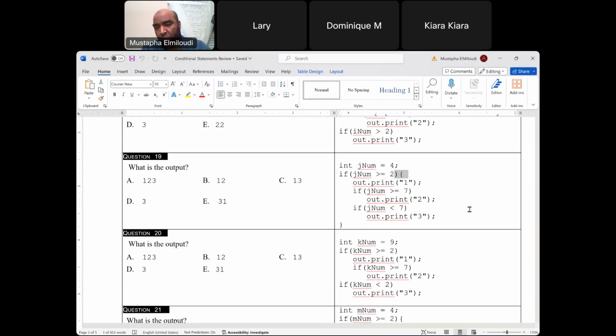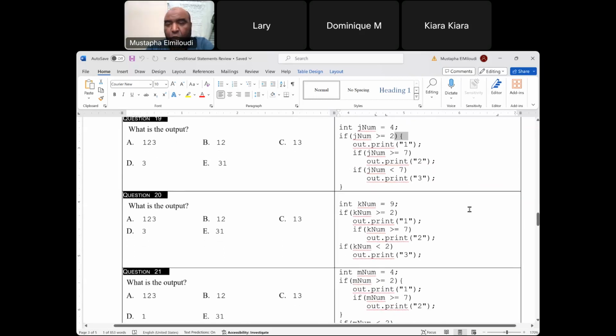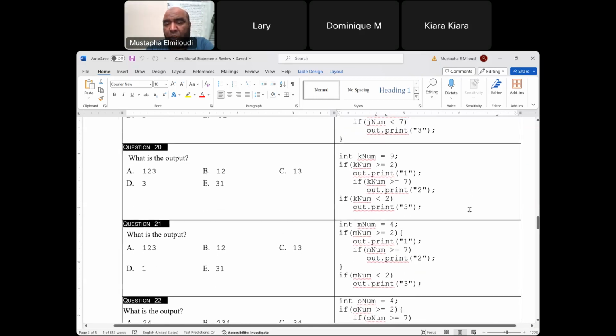But since it is true, then the program will go inside and then one by one. It's going to print 1, check the second one. So this statement happens only because the first one is true. So you printed 1, and then is the second statement true? No, 4 is not higher than 7. But it is less than 7, so 3 will be printed. So basically, you're going to print 1, 3, that's C. Okay? So pay attention to the braces.